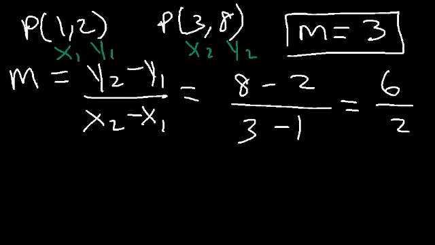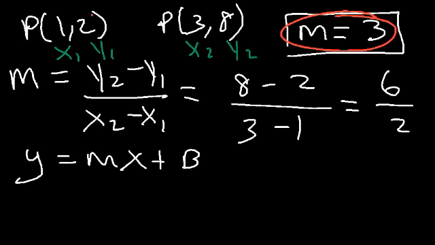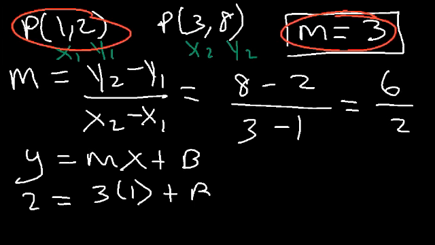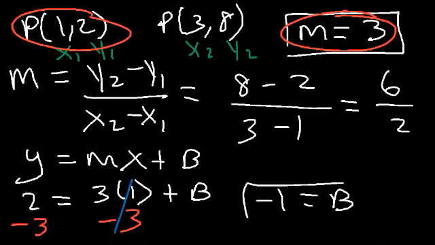Now that we have the slope, we can write the equation. Since we want it in slope-intercept form, let's use the slope-intercept equation to get the job done. So all we need is a point and a slope. We're going to use the slope, and we're going to choose this point because the numbers are smaller. So y is 2, m is 3, x is 1. Let's solve for b. So let's subtract both sides by 3. So 2 minus 3 is negative 1, so b is equal to negative 1.